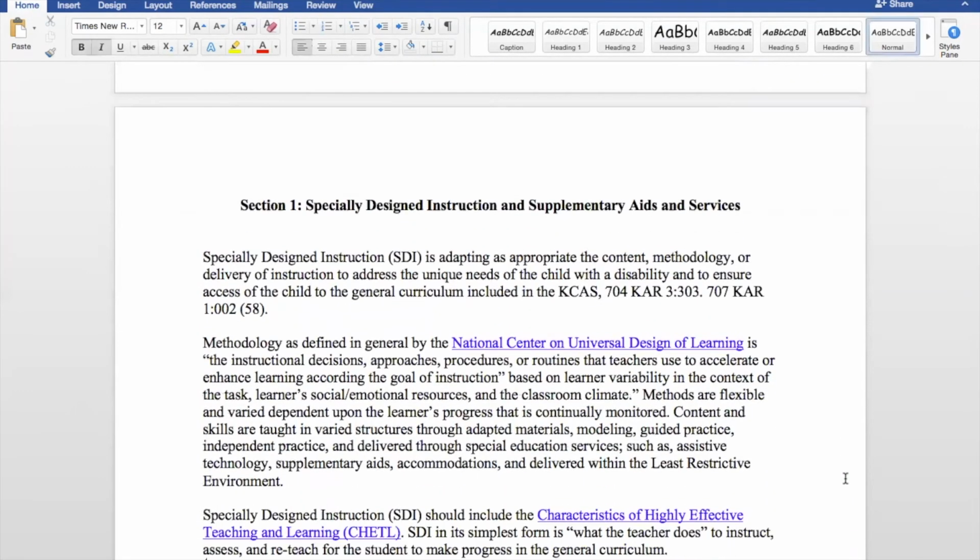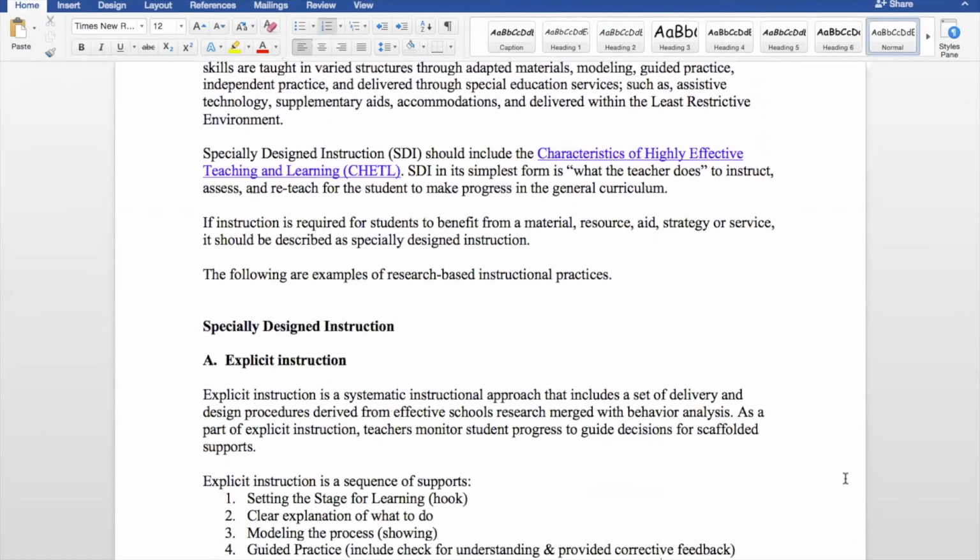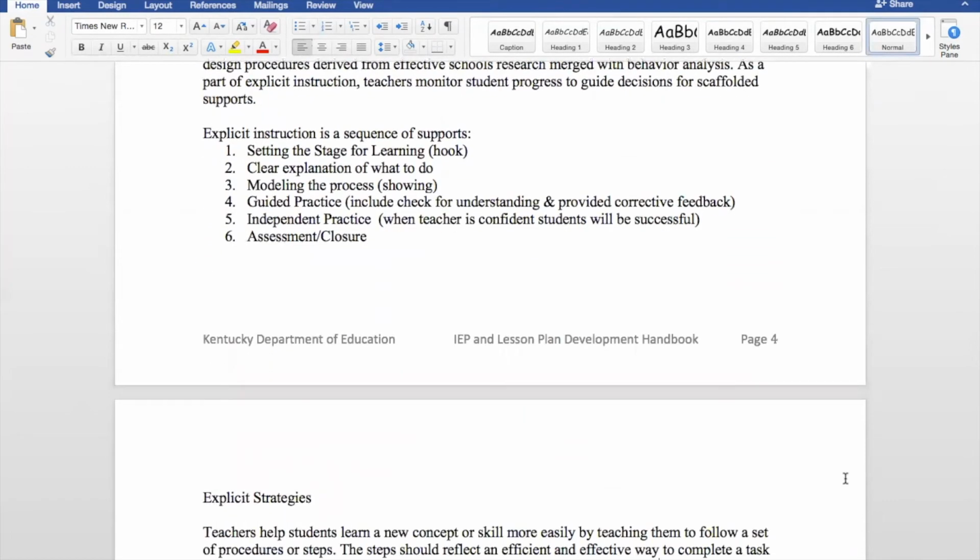It breaks down what specially designed instruction is for you. We've already kind of gone over that. It also will tell you about explicit instruction, and just look at that, setting the stage for learning, clear explanation of what to do. That's all the I part, I do. Then I do the modeling part, and then we do the guided practice where we check for understanding. We do formative assessment. We take out the need to give grades, and we check to see that students are doing those strategies or doing those problems or doing those activities the correct way. And we give them immediate corrective feedback under our watchful eye. And we build in scaffolds to allow them to be able to do it.